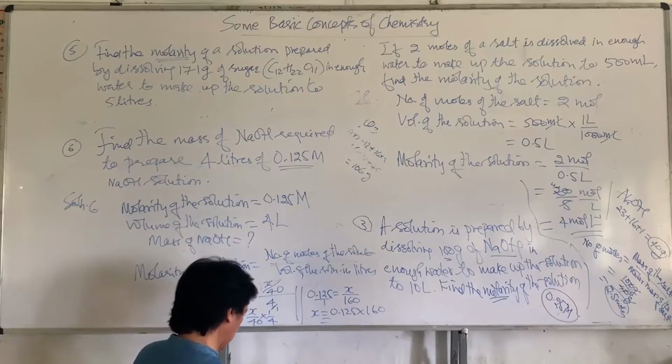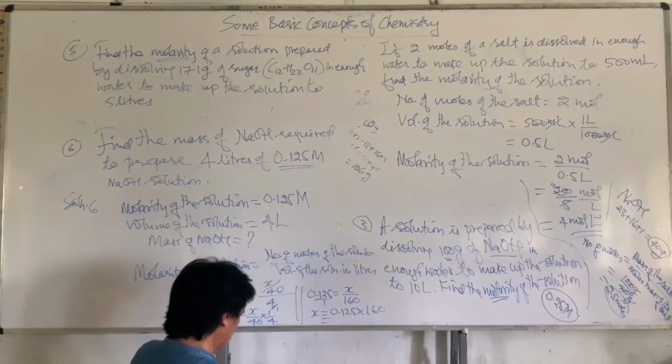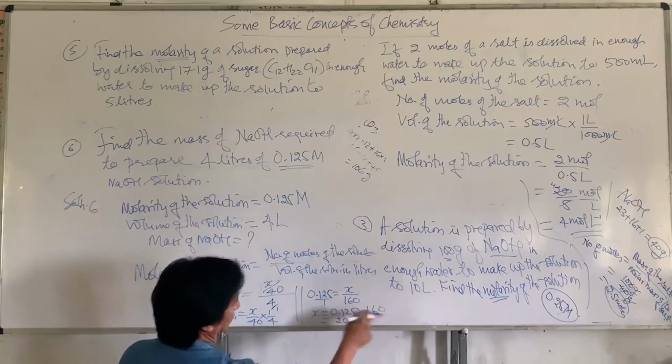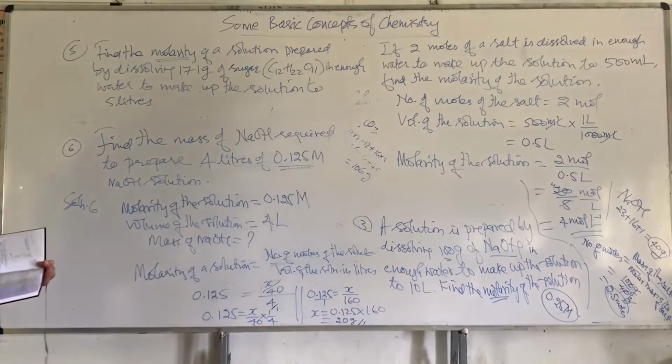The answer I've got here is 20 grams. 0.125 into 160 finally turns out to be 20 grams. You just work it out yourself. Just multiply these, and you must get 20 grams as the answer.